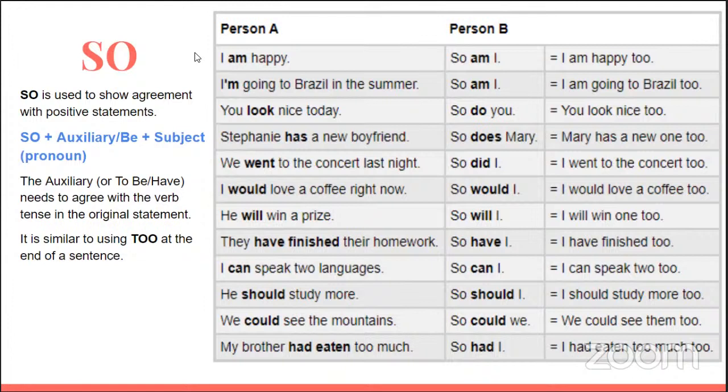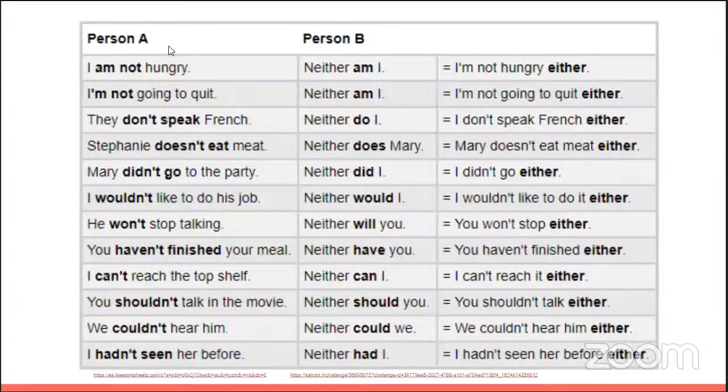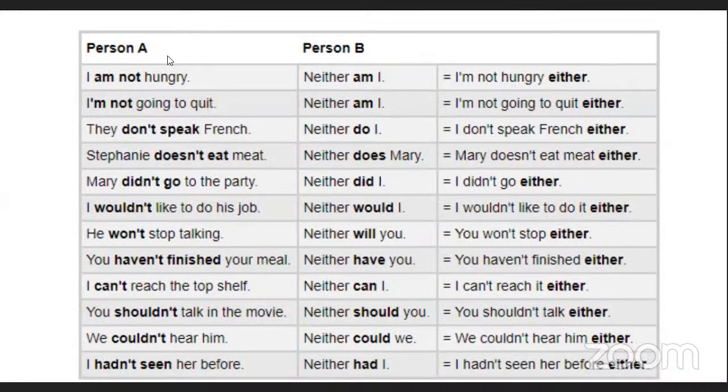Okay, teacher, could you go to the page of neither? Yes, of course. These are the examples. The examples, please. All right. Okay, thank you. You're welcome.